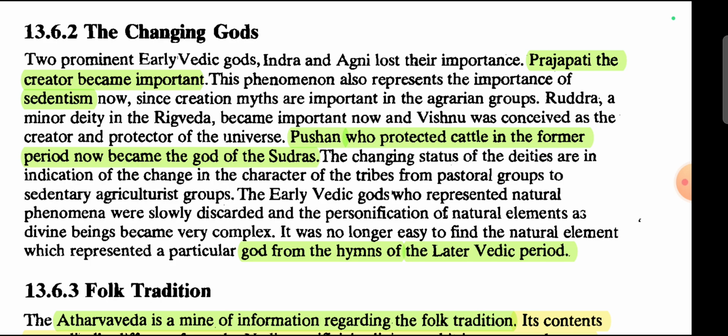The changing status of the deities is an indication of the change in the character of the tribes from pastoral groups to sedentary agriculturist groups. The early Vedic gods, who represented natural phenomena, were slowly discarded, and the personification of natural elements as divine beings became very complex. It was no longer easy to find the natural elements which represented a particular god from the hymns of the later Vedic period.